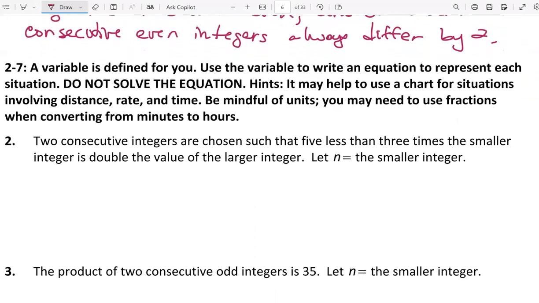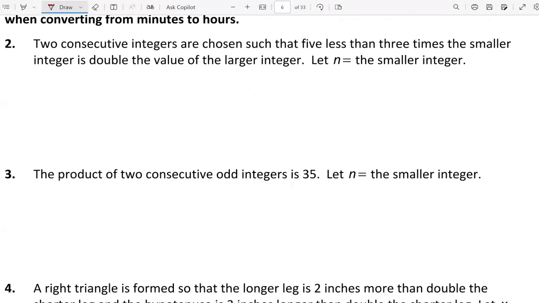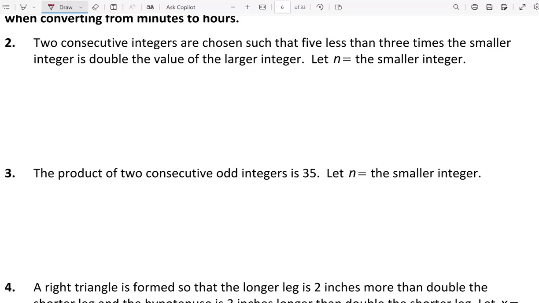All right, in 2 through 7, we are going to use the variable that's defined for us and write an equation to represent the situation and not solve. In number 2, we have 2 consecutive integers. N is defined as the smaller integer, so my first integer, or the smaller one, is equal to n. My second integer, or the larger one, is n plus 2.